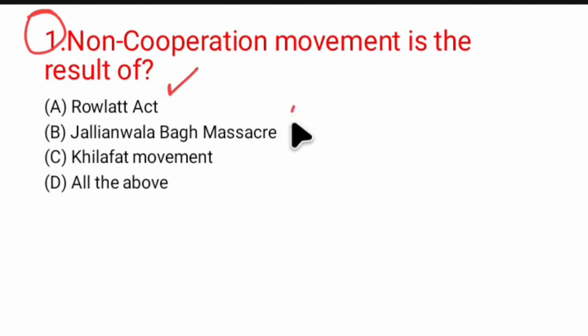So if we read the question again, is the non-cooperation movement a result of the Rowlatt Act? Yes. Jallianwala Bagh massacre? Yes. And the Khilafat movement? Yes. So option D, all of the above. All of the above were the causes for the implementation of the non-cooperation movement by Mahatma Gandhiji. So for question number 1, option D would be the correct option.